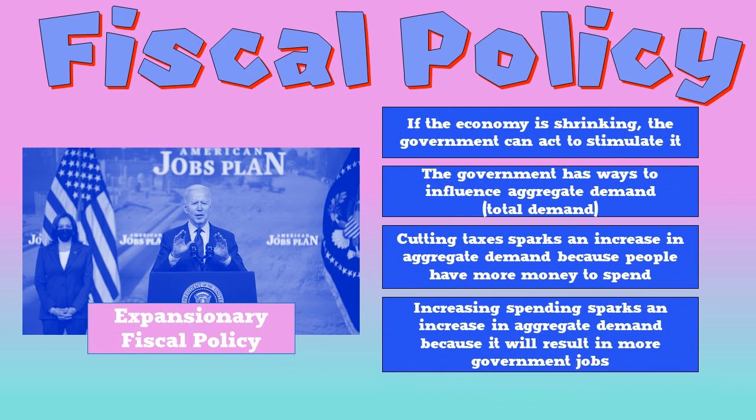Expansionary fiscal policy means that when the economy is shrinking, the government can take steps to try to stimulate it. The government can try to make the economy grow. The government has a lot of control over being able to influence what we call aggregate demand, or the total demand, which really just means all of our collective demand for goods and services.